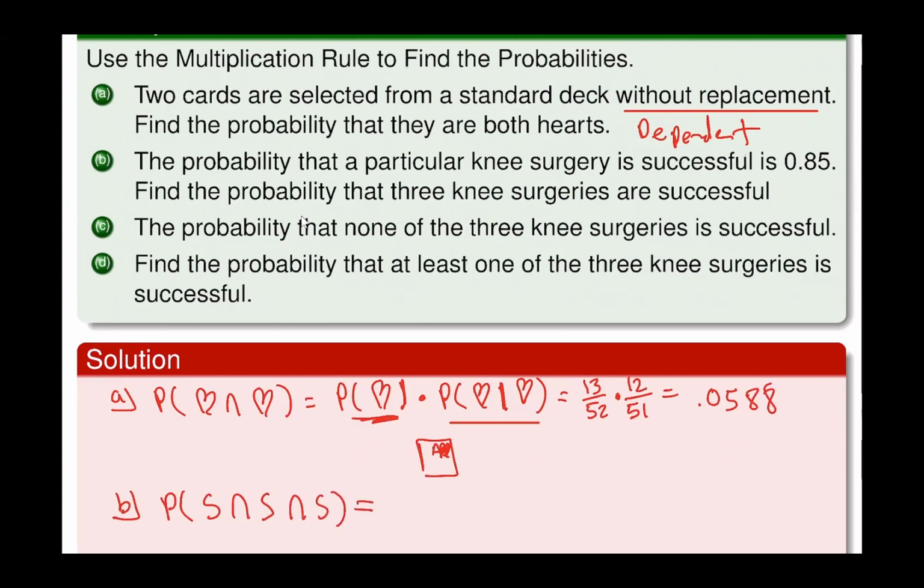So what we have to figure out is whether this is dependent or independent. If one knee surgery is successful, does that change the probability for the second person who's getting the knee surgery? Does that make it higher or smaller? Or will it still pretty much just be 85%?